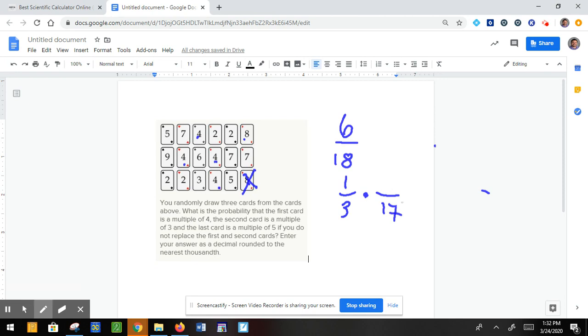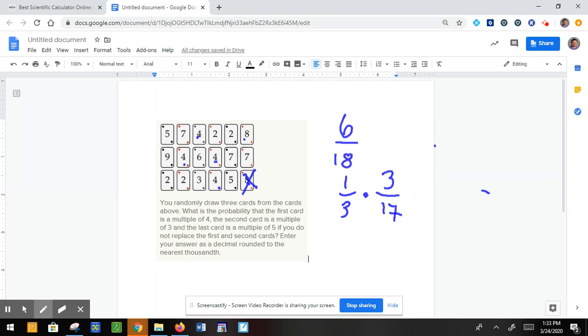Now I need to figure out how many multiples of 3 there are left on the board. So there's none in the top row. 6 is, and then 3 is. So it'd be 2 out of 17. No, I'm sorry. There's a 9. Okay, so it's 3 out of 17. All right, so 3 out of 17.